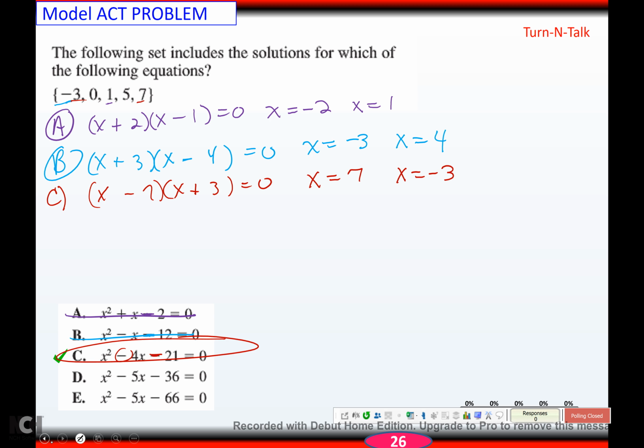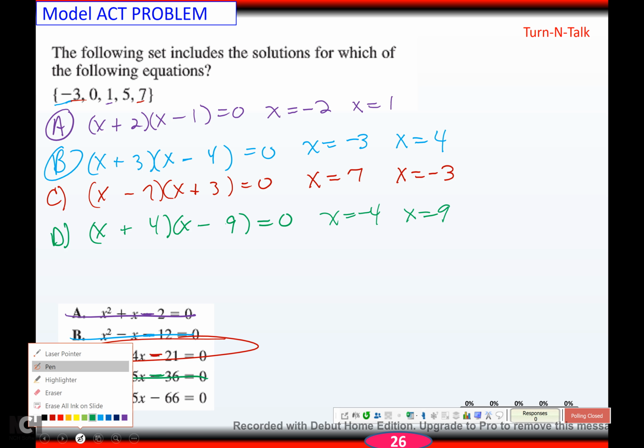And again, once you find it on a real SAT, obviously don't check the last two. You need to save time. But just for the practice, D, I need factors of 36 that would make 5. That would be 4 and 9. Again, C is negative, so 9 gets the middle sign and 4 doesn't, which would indicate that x equals negative 4 and x equals 9. Well, neither one of those is in the set.